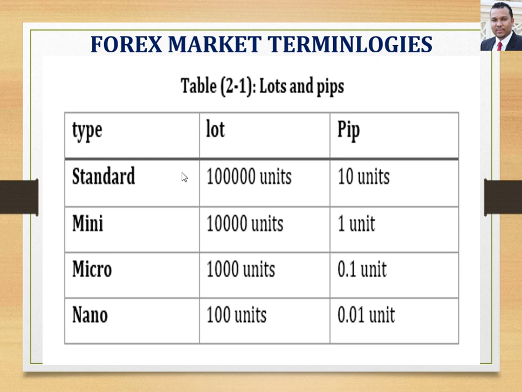Table 2.1 in page 94: the standard lot equals 100,000 units, maybe 100,000 shares, 100,000 US dollars, and so on. Then we talk about mini 10,000, micro 1,000, nano 100 units. The same for PIP, an abbreviation for percentage in points.